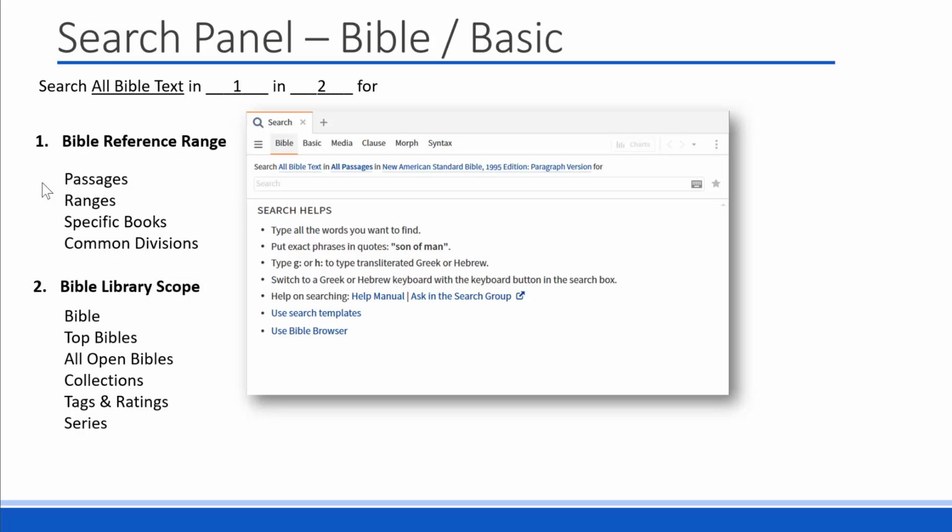So here it gives you the reference to the Bible range that you're looking at. And in number two, it's the library that you're looking at. And it could be a single Bible. It could be all open Bibles. It could be the top Bibles that you've identified as your prioritized resources. It could be tagged elements or series or collections. So it really allows you to scope down the library that you're actually doing the search on.